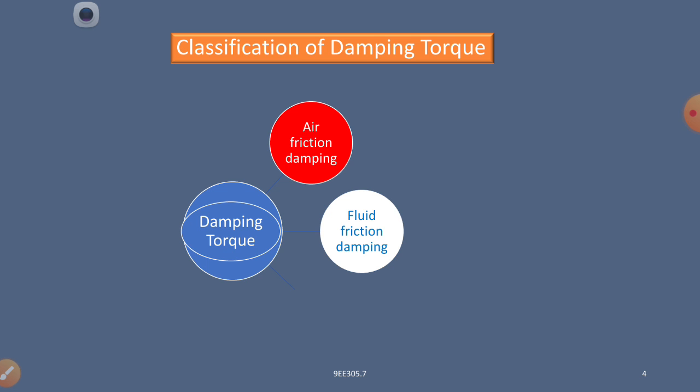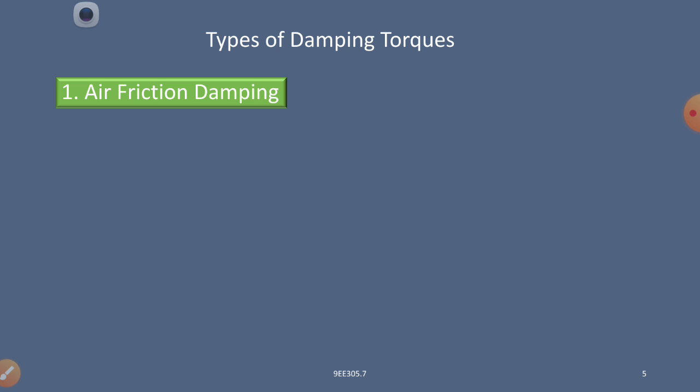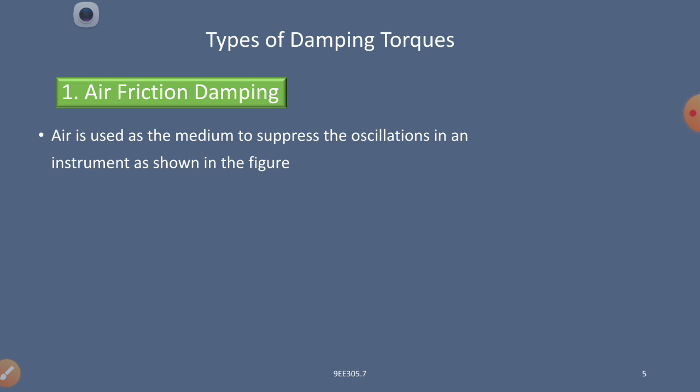And I can use electrical energy, that is another force, the eddy current damping. So here the damping torque can be produced by air friction damping, fluid friction damping and eddy current damping. Let us see how we are going to nullify the oscillations with the help of these media. Okay, let us go. Now, air friction damping.